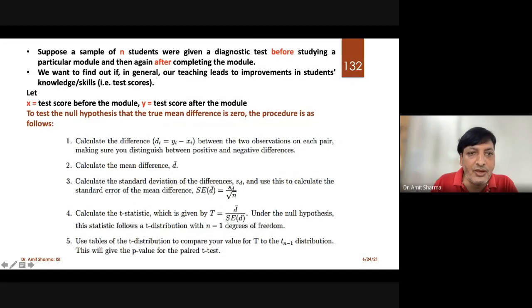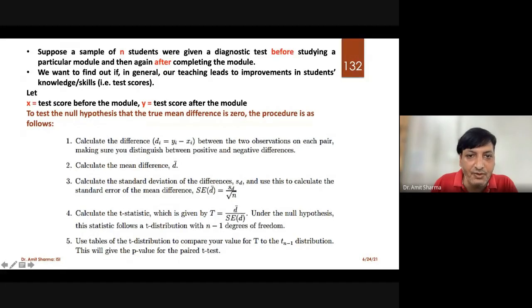So two values we have to calculate. One will be called X, and one will be called Y. So X is the test score before teaching the module to the students, and Y is the test score after teaching the module to the students. So what we are going to do, we are going to complete these 5 steps. If we want to do the paired sample t-test manually, we have to follow all these 5 steps.